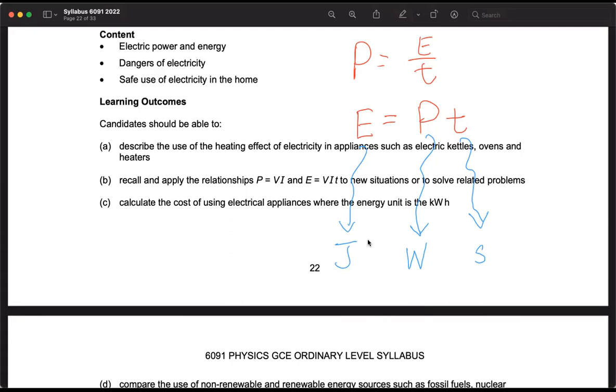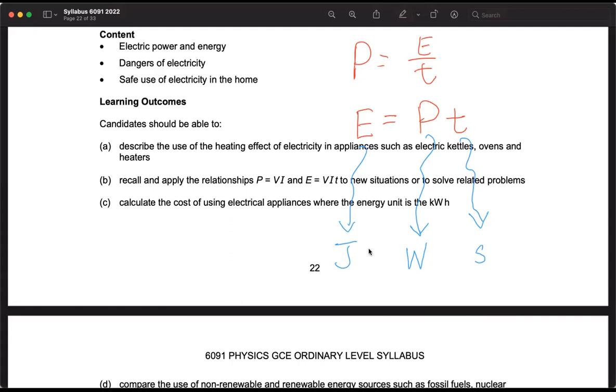So for home and office, we do not use joule to show the unit for energy. I repeat myself again. Because if you use joule, the number will be very, very big. So instead, for the electrical bill that you see, you will not see the unit joule. You will see another unit called kilowatt hour. Clear so far?